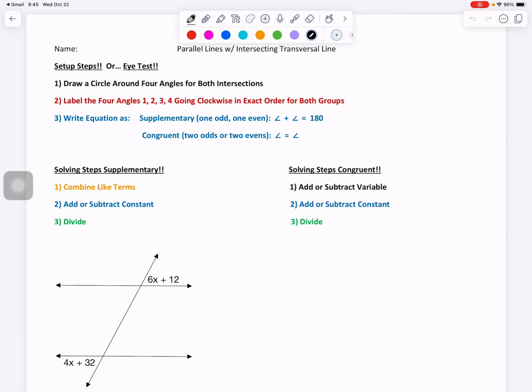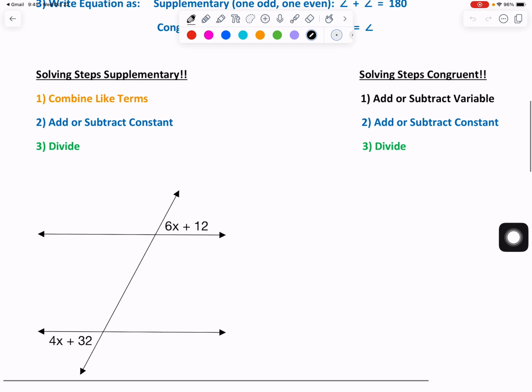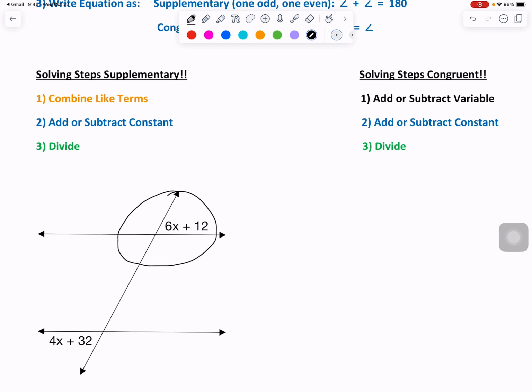All right, crew, for those working ahead today via the video, I am going to go over the steps when we are working with our parallel lines when we have an intersecting transversal. Step one, draw a circle around 4 angles for both intersections. So they intersect here and they intersect here. Look at that as our 4-way stop sign. I'm going to draw a larger circle, and I'm going to draw a larger circle.